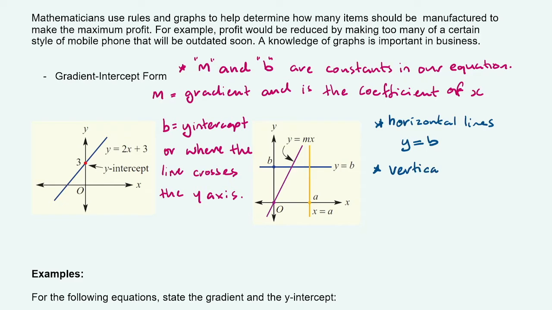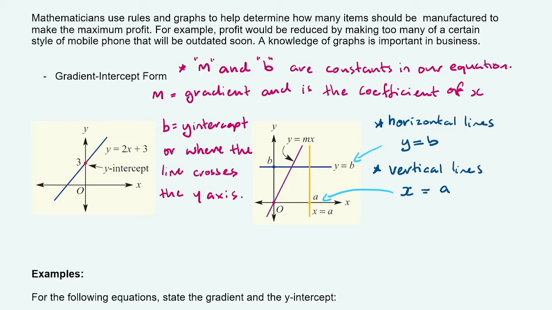Then we have vertical lines. Vertical lines are very similar to horizontal lines, except that they go straight up and down. They only cross the x-axis, therefore they only have that one x value. It doesn't matter what the y value is, it will always have that x value. And you can see there's our y equals mx plus b on our diagram, and our x equals a on our diagram.